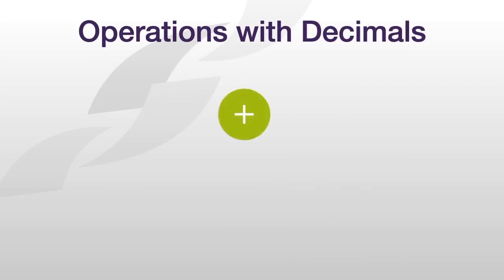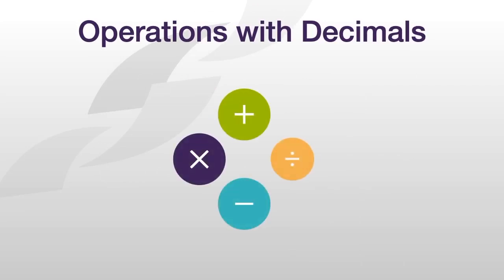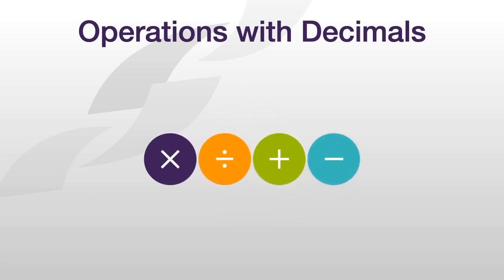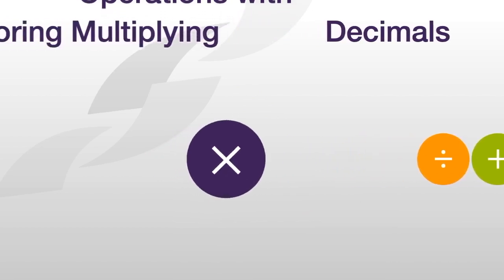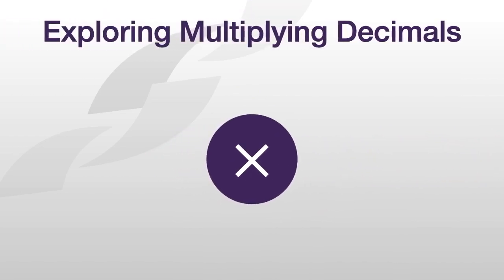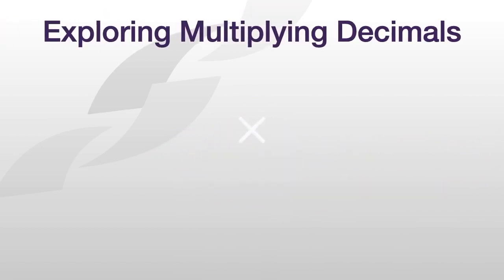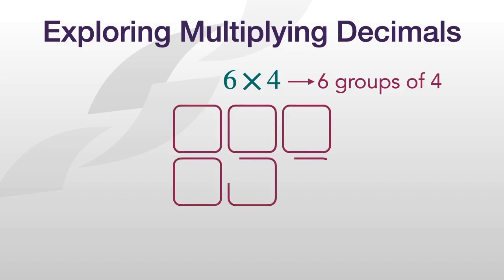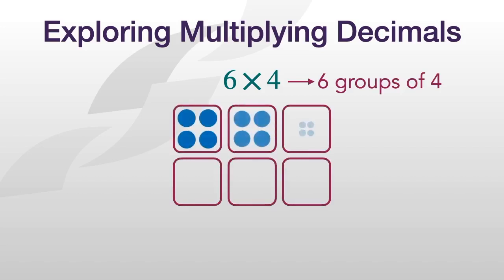In grade 7, students use all 4 operations with decimals. And they also use combinations of operations. But let's first explore multiplying decimals. To begin, let's use a whole number product to identify some meanings of multiplication. One meaning of 6 times 4 is 6 groups of 4, which means we have 6 groups into which we can place 4 counters each.